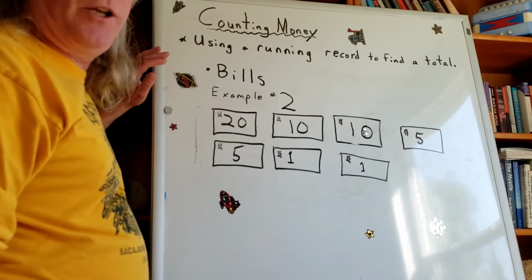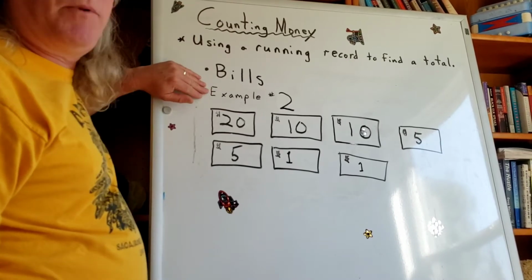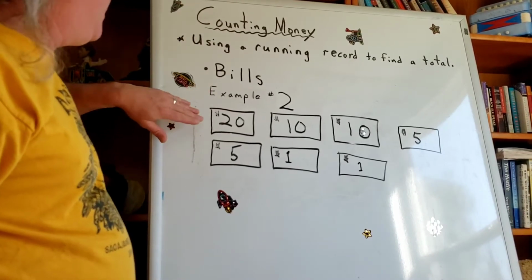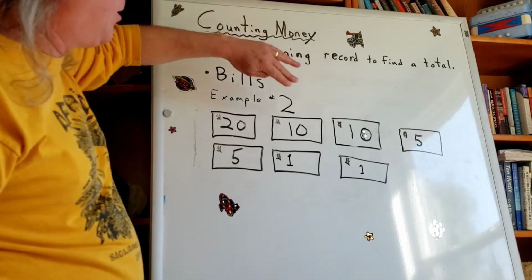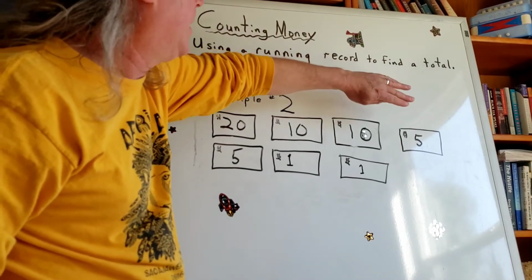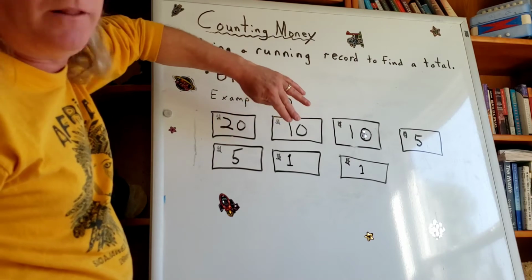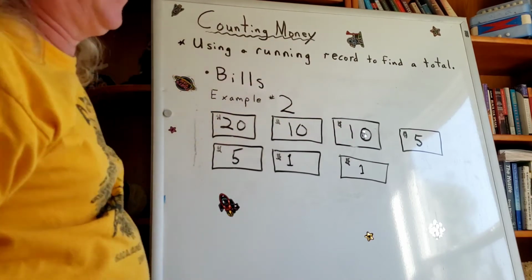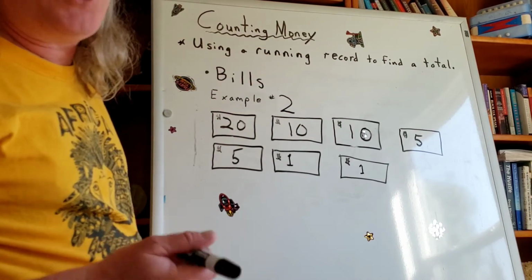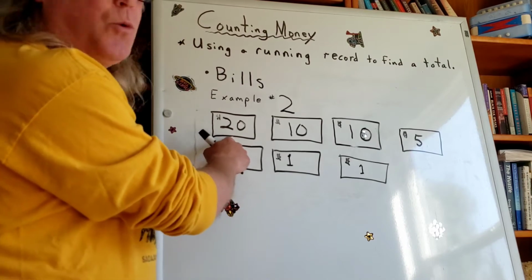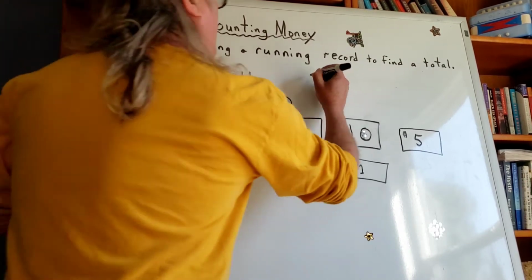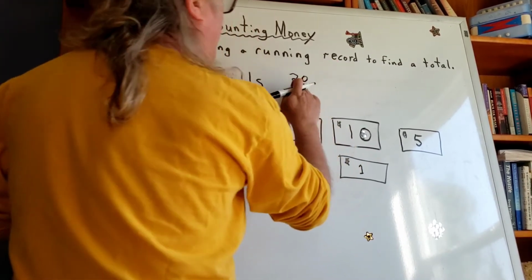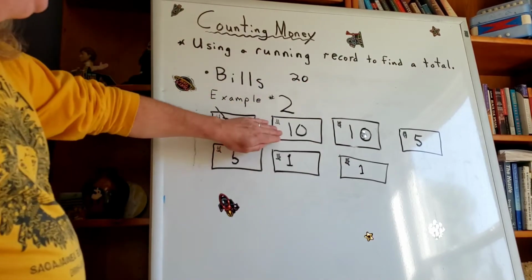Okay, let's take a look at another example. Example number 2. In this case, we have a $20 bill, a $10 bill, a $10 bill, a $5 bill, a $5 bill, a $1 bill, and a $1 bill. We always start with the largest. In this case, that's the 20. So start by writing 20 up here to start my running record.